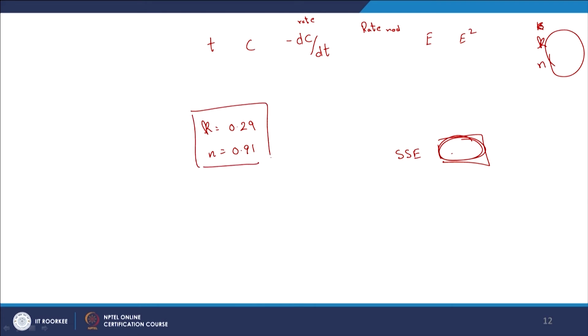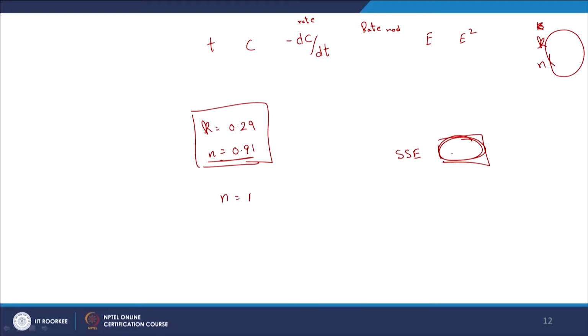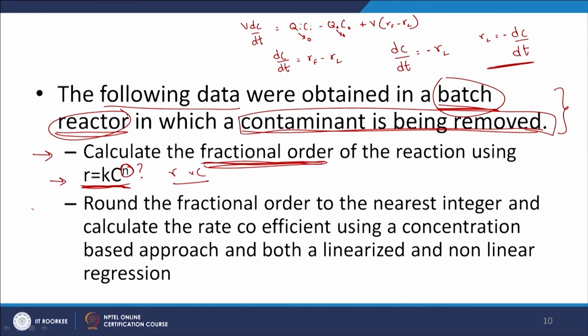In general, this is the experimentally observed fractional order, but you know that theoretical values are usually integers. So obviously I need to round that off. So the theoretical value should be 1. So let us look at the second aspect now and look at how to go about that.